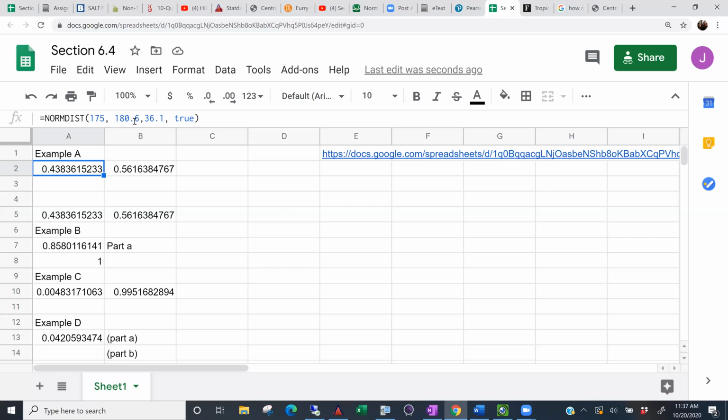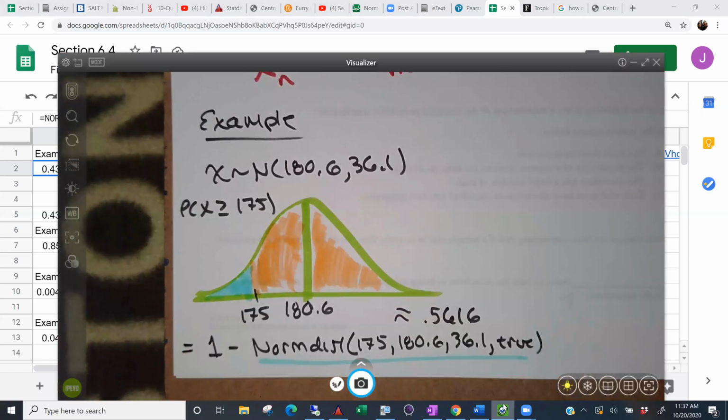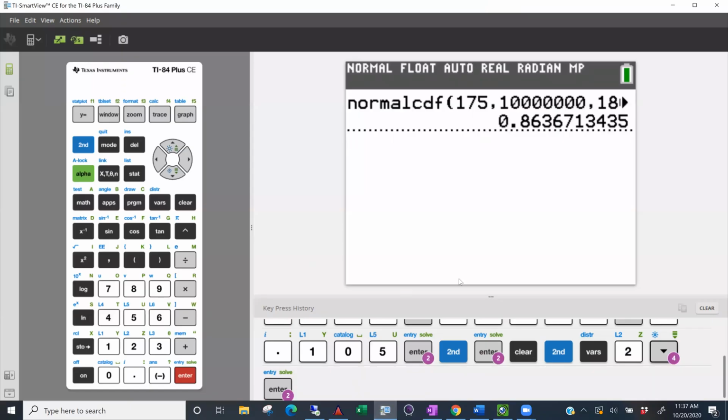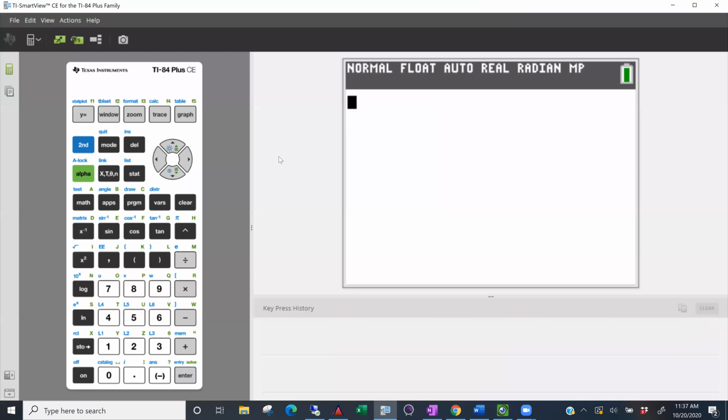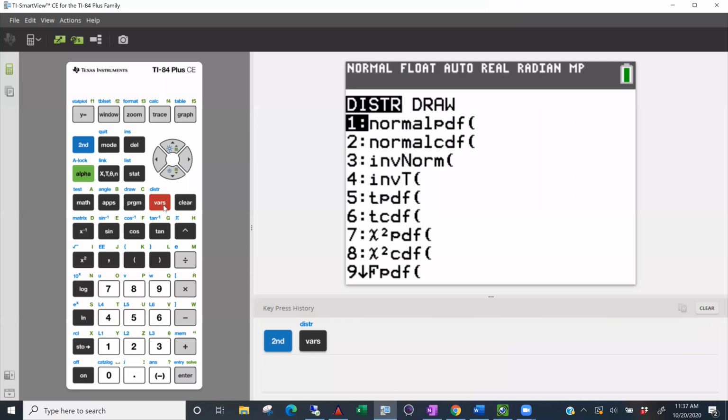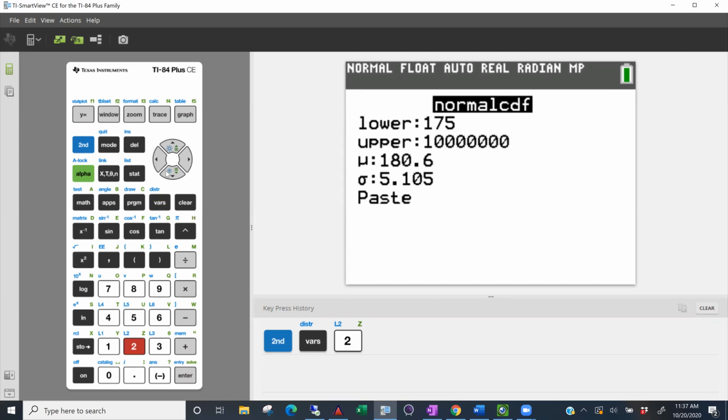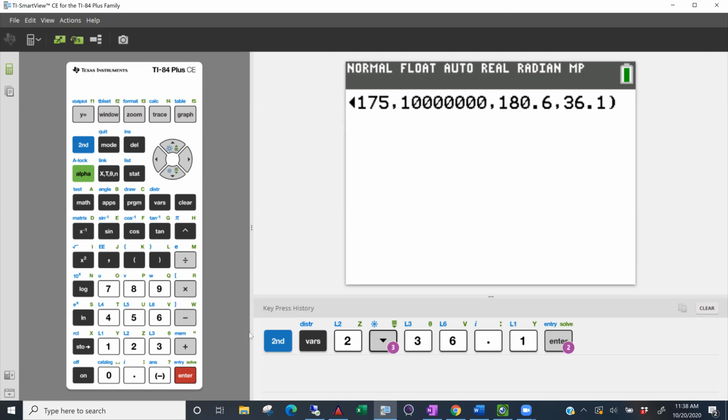Tell you what, let's just double check it on the graphing calculator then. So on the graphing calculator, it would look like this. Second distribution. You want normal CDF. We will not use normal PDF in this course. The lower limit is 175. The upper limit, you're just going to make something really, really big. The mean is 180.6. And the standard deviation is 36.1. And then when you're done, paste that in. If you have a TI-83 or something that doesn't give you the nice menu-driven stuff that I've got, you're just going to type in the normal CDF command, 175, comma, really big number, comma, mean, comma, standard deviation.